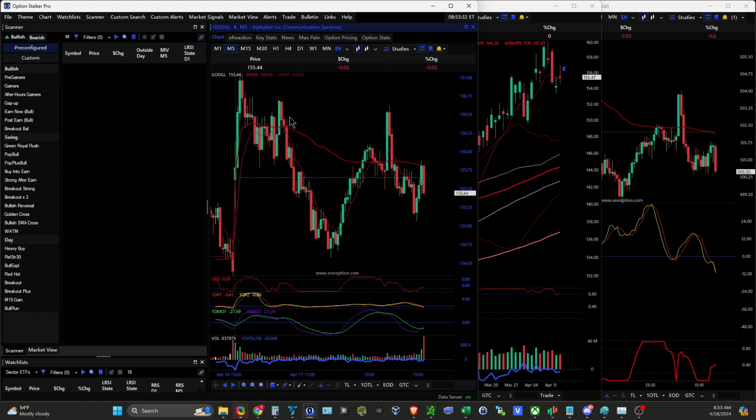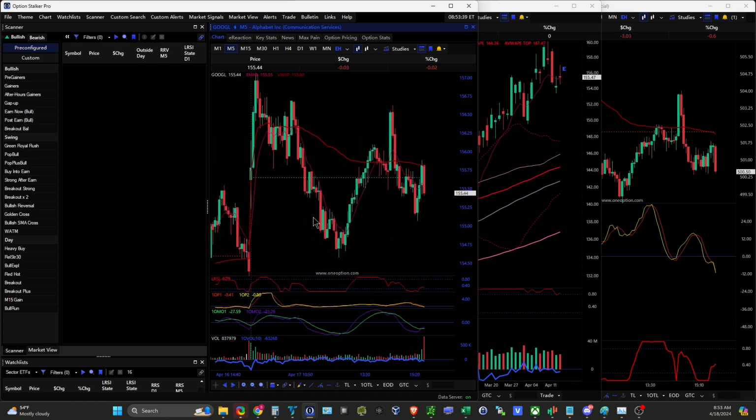Then I've got the 8 EMA, which is this kind of purplish pink line right here. That's the 8-period exponential moving average. Basically, I just use that to see if price is going to stay above or below it, if it's going to bounce off from it. I don't use it too much on the 5-minute chart, but I do use it a lot more on the daily chart, and I'll get into that in a second.